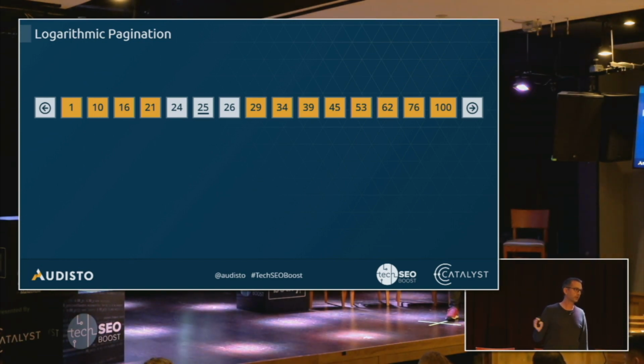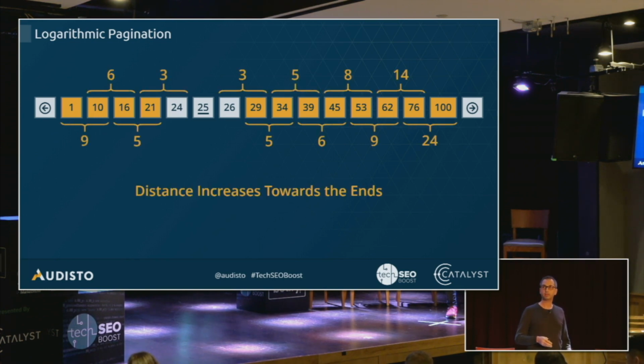Then we have logarithmic pagination. We've seen this a lot. There were lots of blog posts and stuff like that. It was for some time kind of the holy grail of pagination. And the steps are calculated in a way that the distance increases towards the end. So if you look at the 24 and go to the left, the step size is 3, then it's 5, then it's 6, then it's 9. So it's hard for the user to understand this, and it changes on every single page, because it's calculated for every single page.